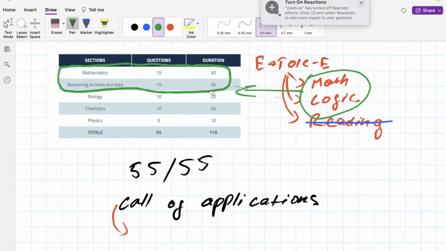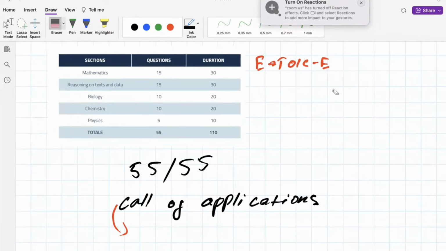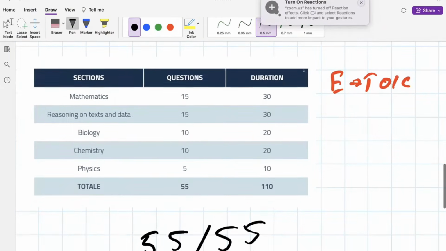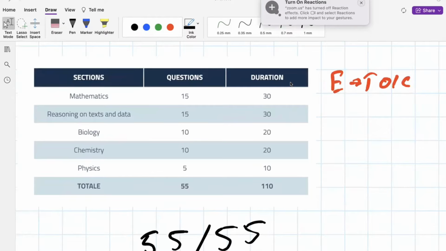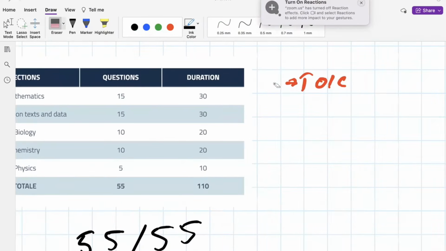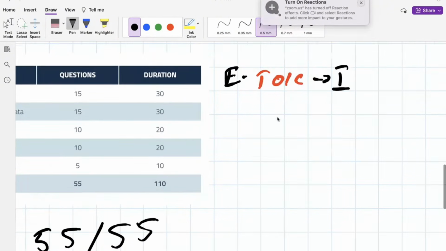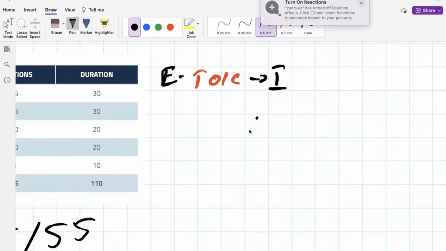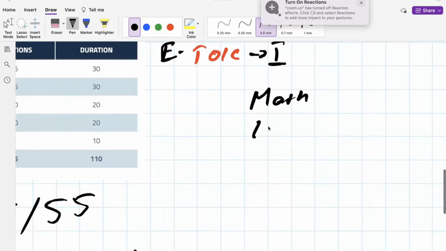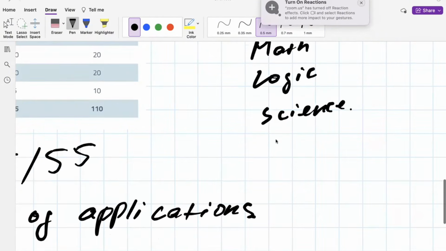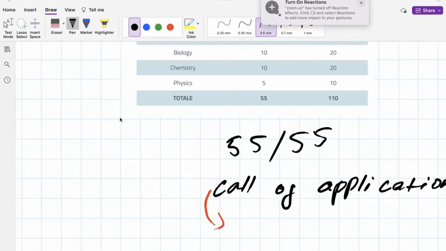All right, now let me write for those who are planning to study engineering, computer science, or all this related stuff. If you applied last year, you would have to do TOLC-I. To be more specific, English TOLC-I. So there were 4 sections. Let me write: it was math, logic, science, and reading. So we forget about reading since there is no reading.